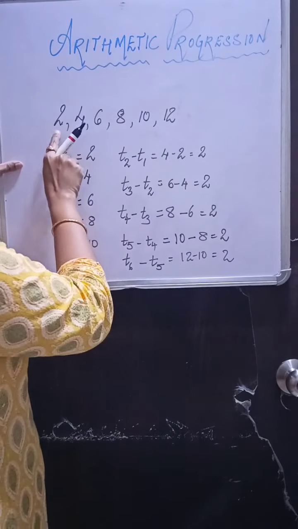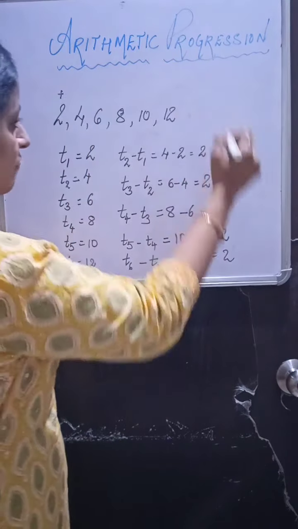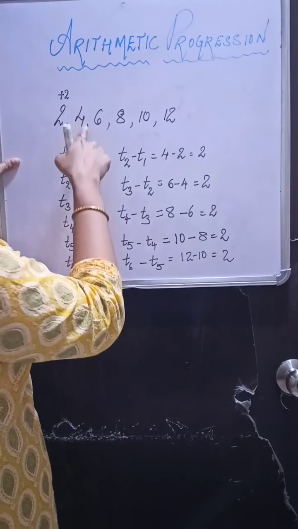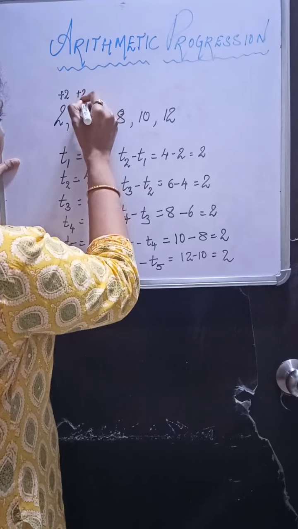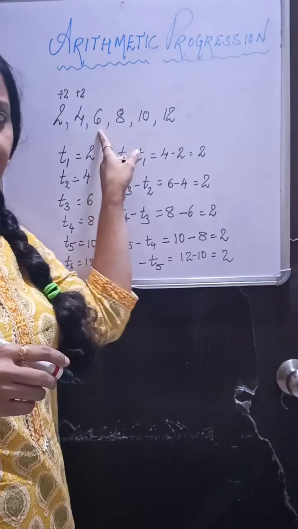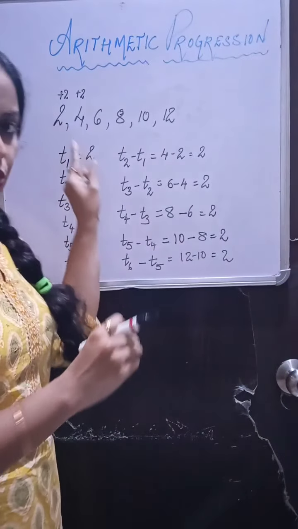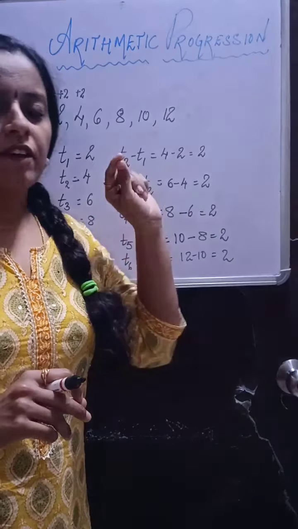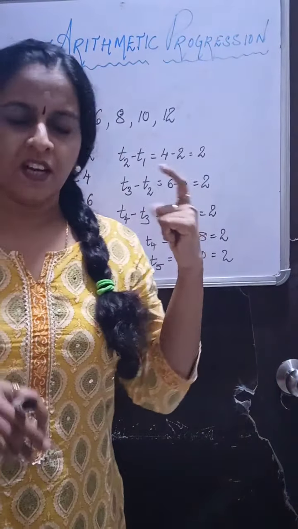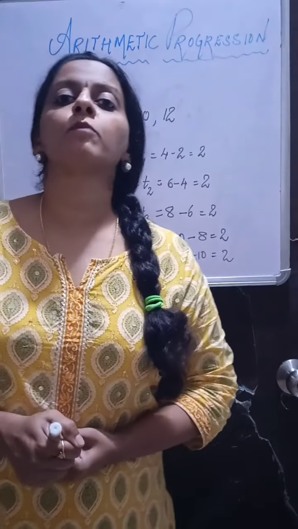Suppose here, this is 2. 2 added by a fixed amount. What is that fixed amount? 2. 2 plus 2 will give me 4. The number 4 added by a fixed amount will give me the next number. So if you are adding a fixed amount to the first number, you will get the second number. If you are adding that fixed amount to the second, you will get the third number. This is also one way of defining arithmetic progression.